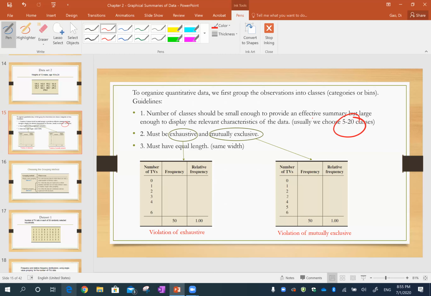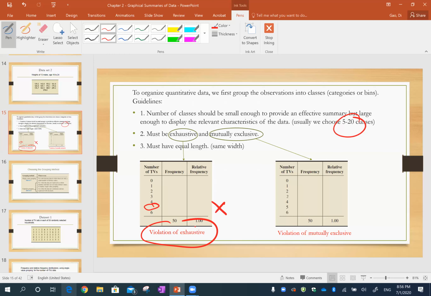And then number 2: classes must be exhaustive and mutually exclusive. Let's see what exhaustive is. Exhaustive means that when we generate the classes, we want it to be seamless, so that for every single value in the data set, we can find a space to put the value in. If we look at this one, that's a violation of exhaustive. We don't have a class for number 5. So when we look at the data set, whenever we see number 5, we don't know where to put it.